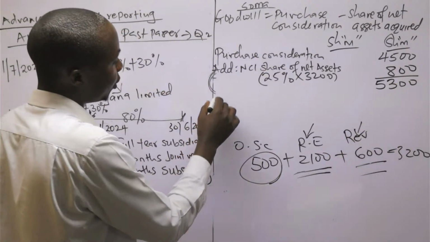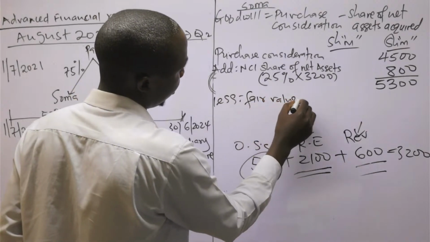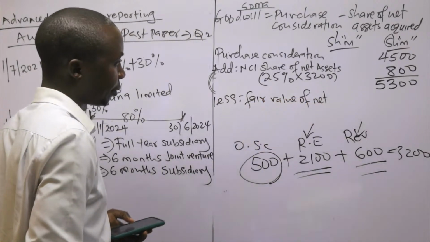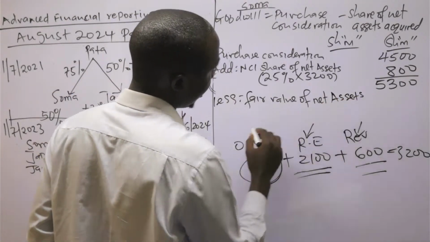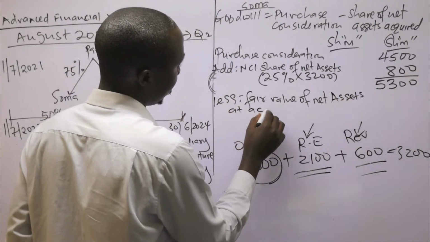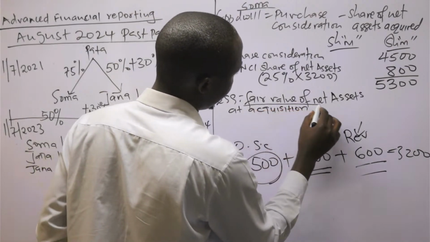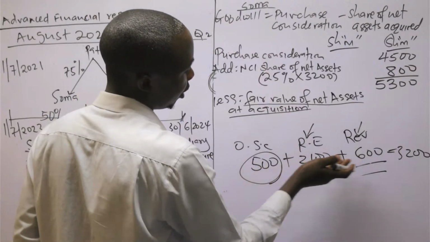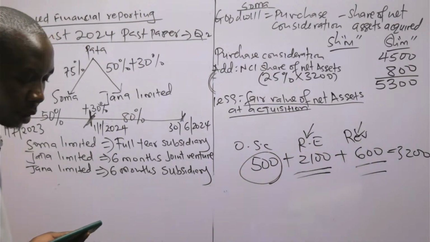Then now you deduct the fair value of net assets at acquisition. So the fair value of net assets at acquisition are just these ones: the ordinary share capital, retained earnings, and revaluation reserve. So we can just list them.